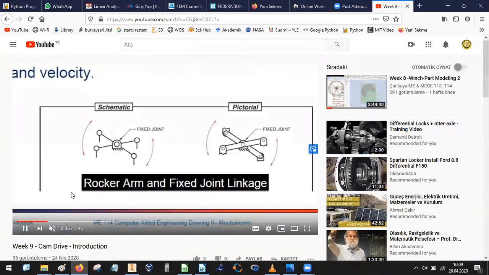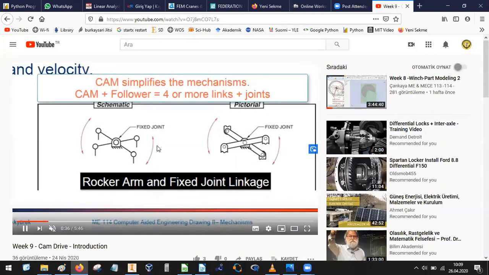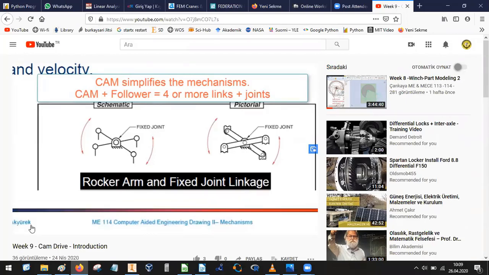Why do we use cams? If we would like to define such a movement with links, with sticks, or with joints, you have to make 4 or more links to give that movement. A cam simplifies our mechanisms.